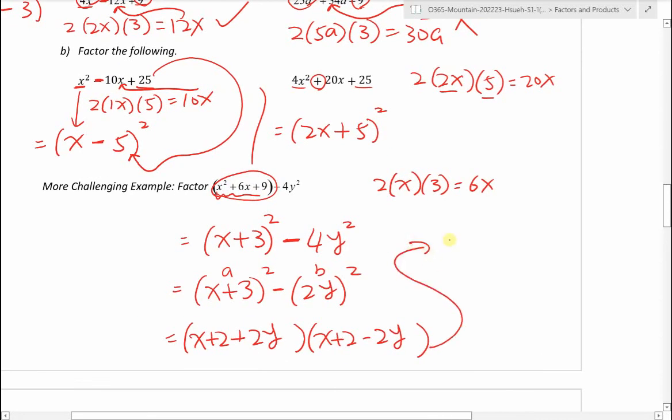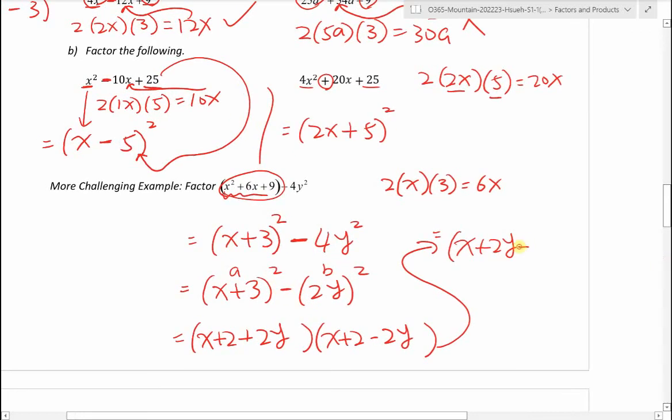Usually, however, we write this because we want to write the variables first. So usually it's going to be written as x plus 2y plus 3, and then x minus 2y plus 3. But I mean, yeah, either is fine. So that's the more challenging example. It's a little bit more challenging, you can see. It involves both concepts of the perfect square and difference of squares. Okay?